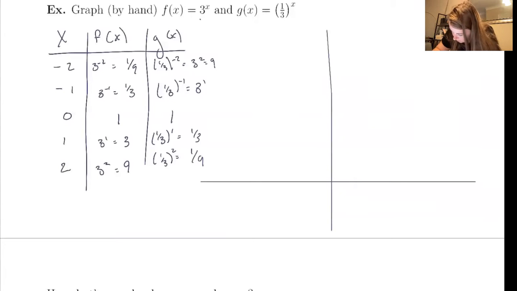1, 2, 1, -2, -3, 2, 3, 4, 5, 6, 7, 8, 9. Okay. So let's do f of x in orange. So at 0, it's going to be 1. At 1, it's going to be 3. At 2, it's going to be 9. And then at -1, it's going to be 1/3, and at -2, 1/9, kind of just approximating it. So then our graph is going to kind of look like this.